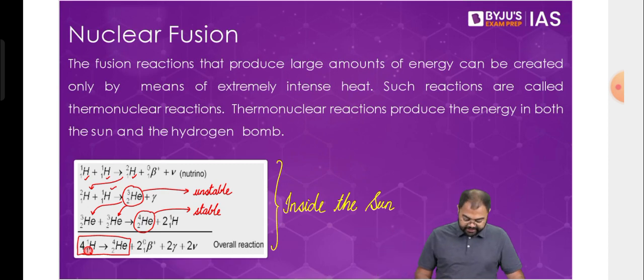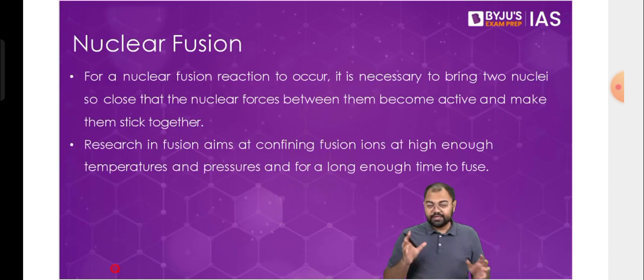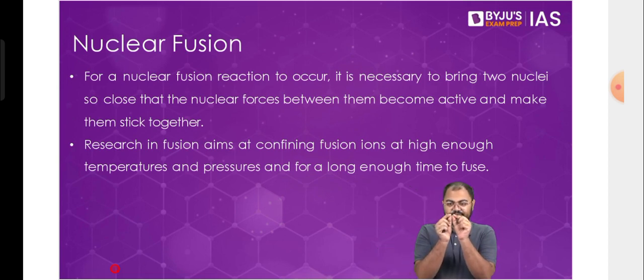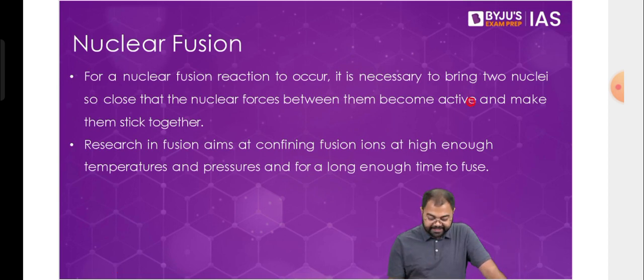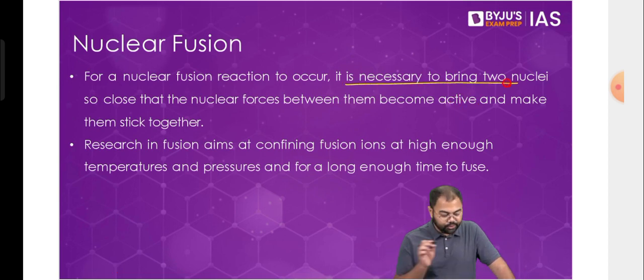Now, overall, what we see is that for a nuclear fusion reaction to occur, these two particles have to be brought very close to one another. Right? They have to be brought very close to one another, and only then is it possible that we'll be able to activate them. So that's why it is necessary to bring two nuclei so close that the nuclear forces between them become active and make them stick together.